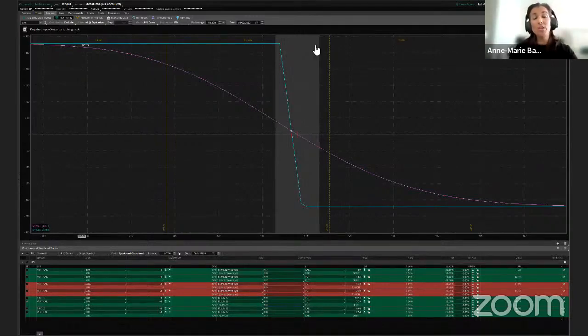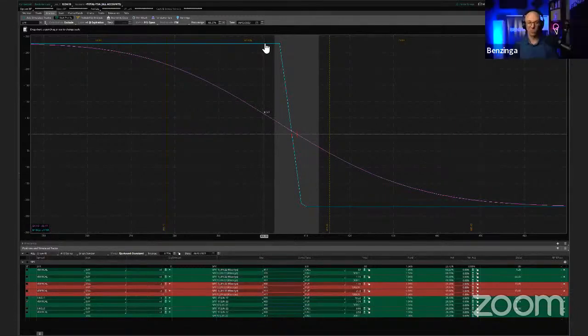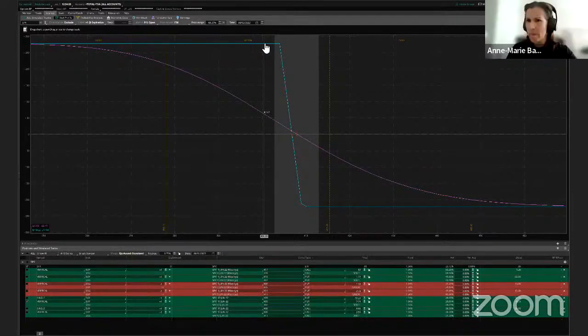And the blue or cyan line means what happens at expiration. Okay? And so at expiration, that's what we're looking at, for maximum risk down and maximum reward up. How clear are we there?